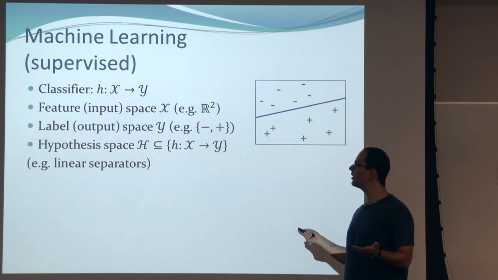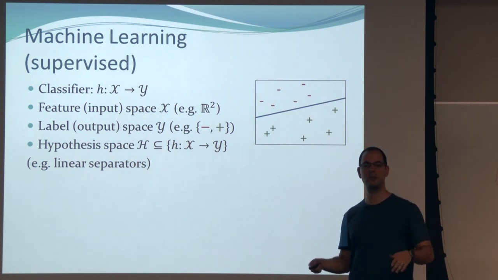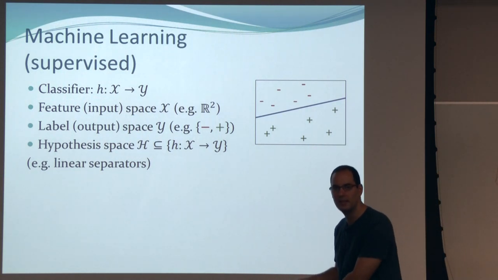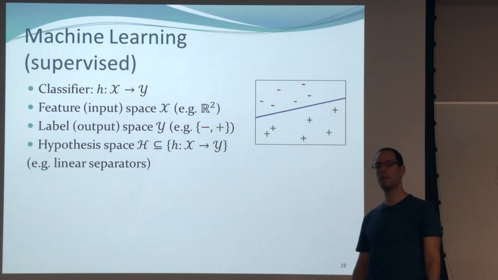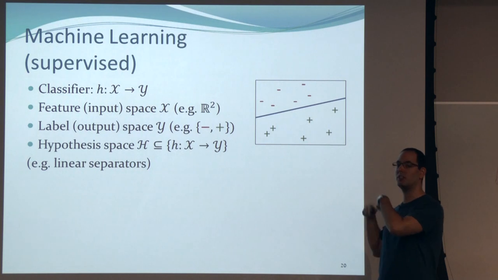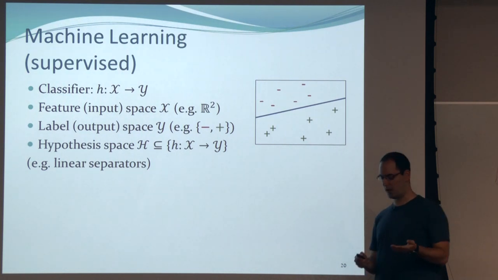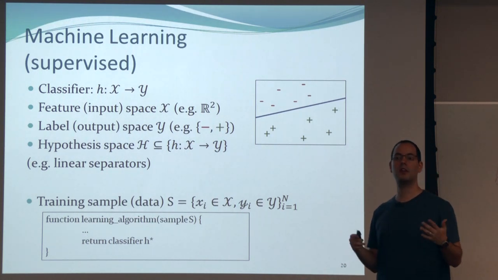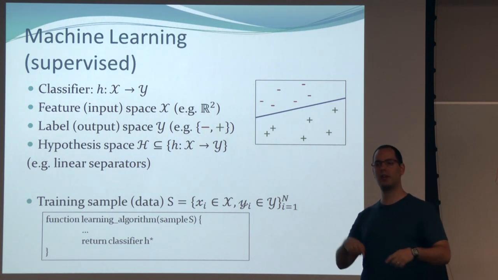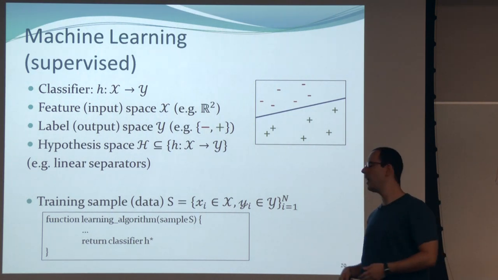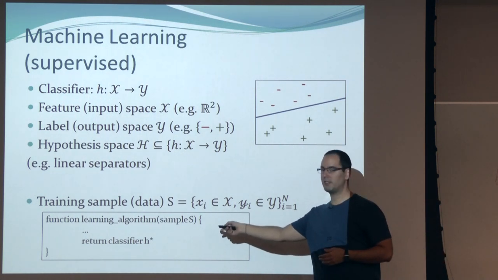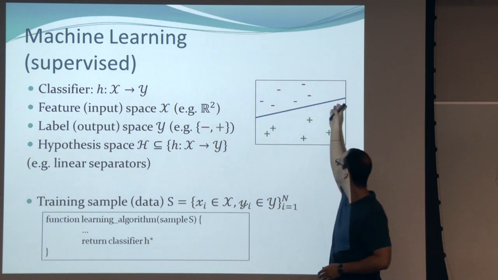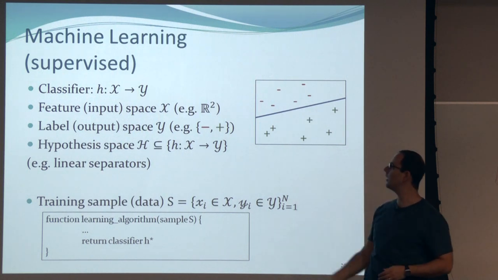So the structure can be, for example, you decide that the classifier is going to be a linear separator, like this line here. A linear separator classifies everything on one side as positive and everything on the other side as negative. And how to select the particular linear separator, that's what training is for. That's what machine learning is for. You need a training sample that's a collection of examples with their feature vector and their correct label, positive or negative. And the learning algorithm goes over the sample, it goes over the examples, and outputs the selected classifier, like this particular linear separator with this slope and this intercept.